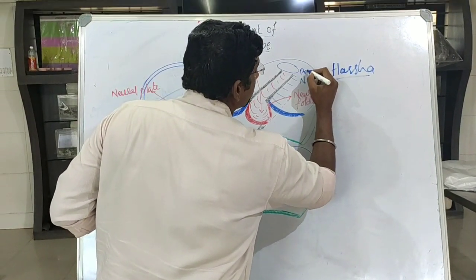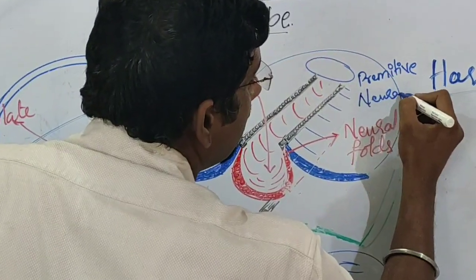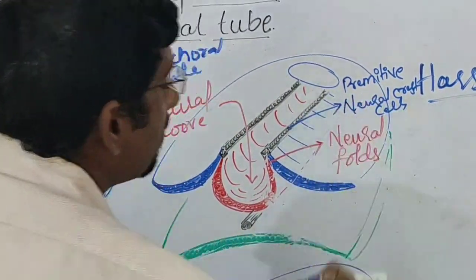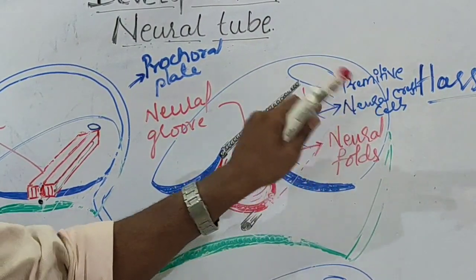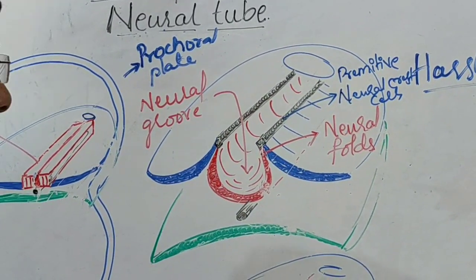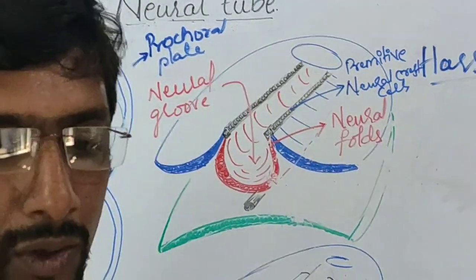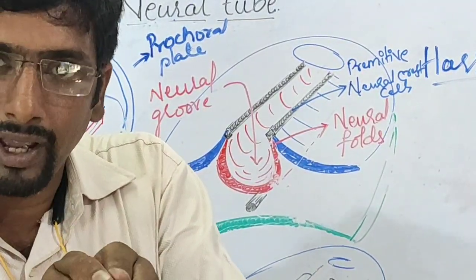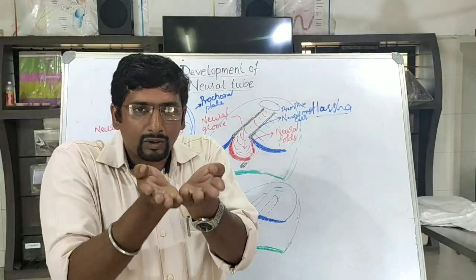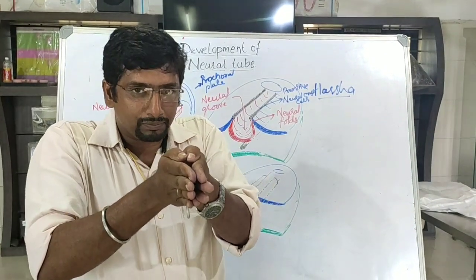and they are going to form the primitive neural crest cells. The tendency in the development of the neural folds is that they come close together. The central cells sink downwards and the neural folds come very close together.